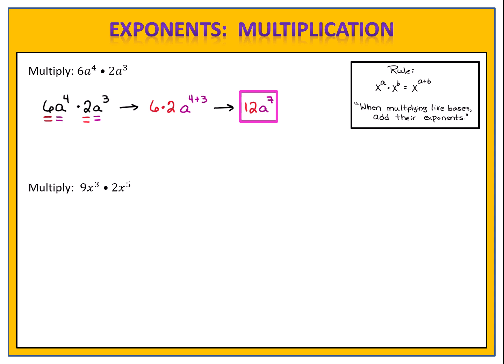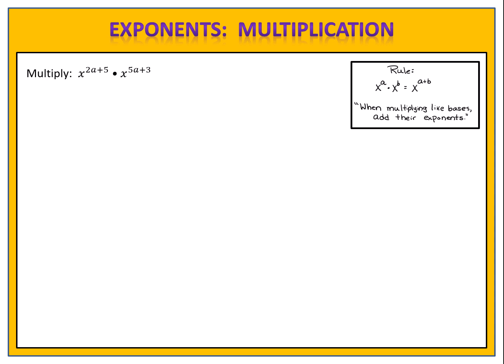Can you find this product? Please pause the video here and come back when you're ready to check your answer. Let's see how you did. We begin by looking at the two coefficients, 9 and 2, which we need to multiply together. Then we see we have like bases of x, so we can add those exponents. x to the 3 plus 5. 9 times 2 is 18. 3 plus 5 is 8, so x to the 8th. The answer is 18x to the 8th power, and you're all done.